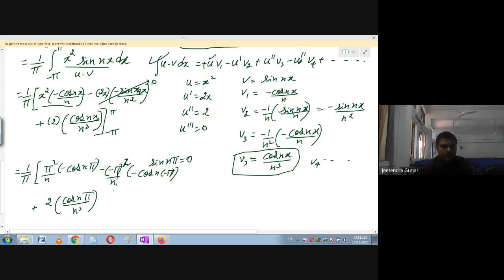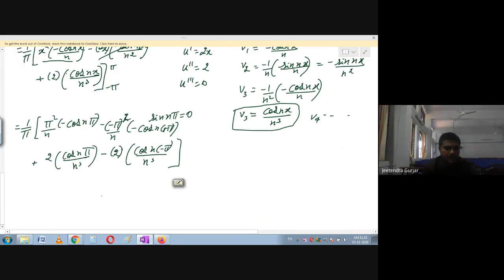Okay, so now I'm going to substitute minus pi here. Okay, sorry. So this is again minus. So I'm going to get here 2 cos n minus pi divided by n cube. So don't get confused. Once again, I will repeat this.